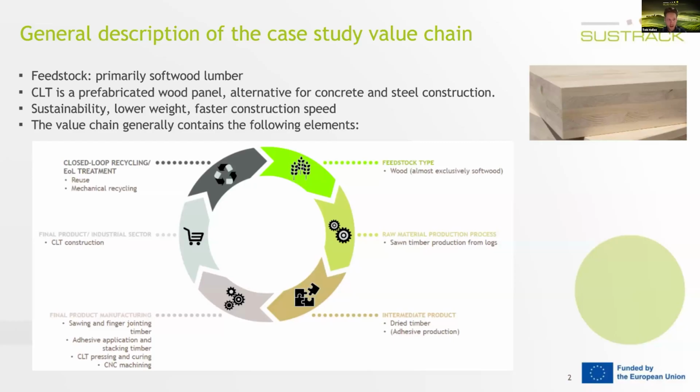So maybe a quick and brief description of the case study and the value chain. Let's start with the feedstock, which in this case is wood, or in terms of cross-laminated timber, it is almost exclusively softwood, at least here in Europe. Very quickly, what is CLT? It's a pre-manufactured, prefabricated wood panel that can be used as an alternative construction material for concrete and steel. Some of its advantages are sustainability, low weight, and a very fast construction speed compared to steel and concrete.